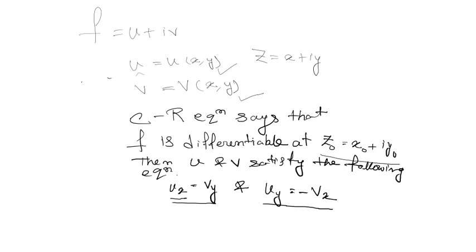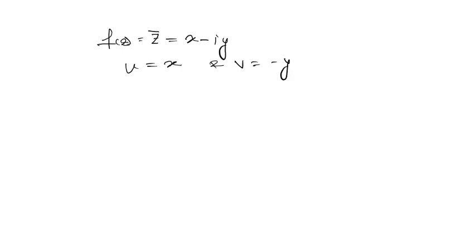Okay, so let me show you an example of that. Let me take another page. Here let us consider f of z to be z bar, that means x minus iy. So what is u here? u is x, and v is minus y. So ux is equal to 1, uy equal to 0, vx is equal to 0, and vy equal to minus 1.